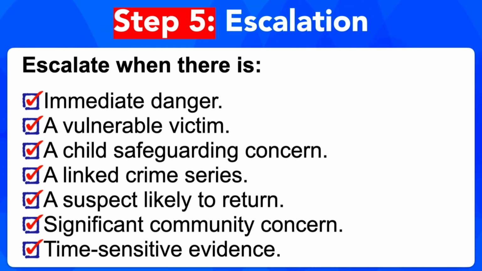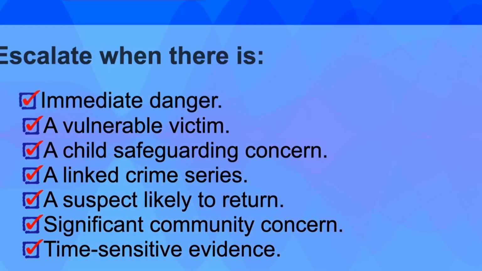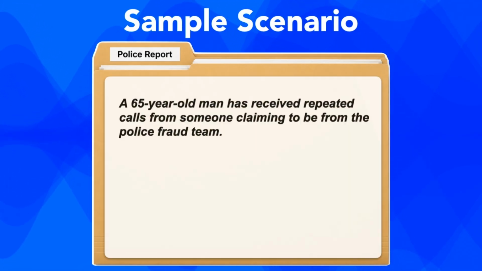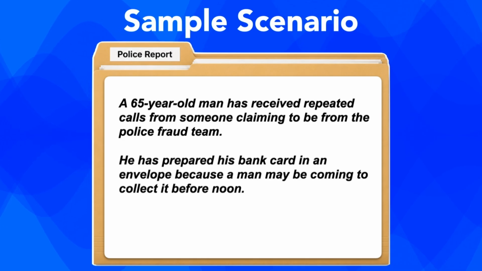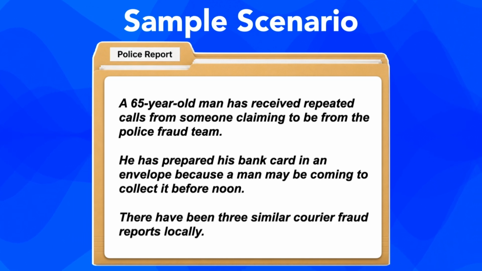Okay, let's now apply this 5-step structure to a realistic detective constable briefing scenario. Now, here is the sample scenario for you. This is a mini scenario just to give you a bit of a taster. A 65-year-old man has received repeated calls from someone claiming to be from the police fraud team. He has prepared his bank card in an envelope because a man may be coming to collect it before noon. There have been 3 similar courier fraud reports locally.